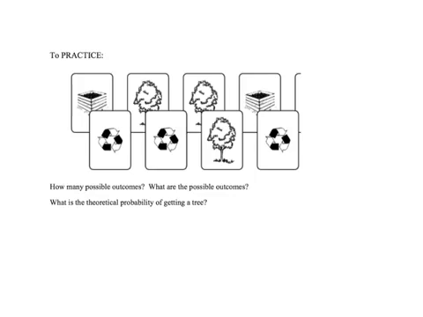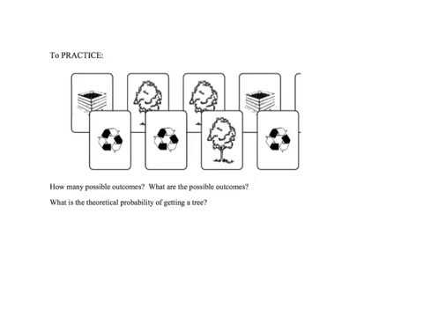All right, your turn to practice. Take a look at this set of cards. How many possible outcomes are there? What are they? And what is the theoretical probability of getting a tree if you were to flip these over and pick a card? Take a moment, press pause, and figure out those answers.